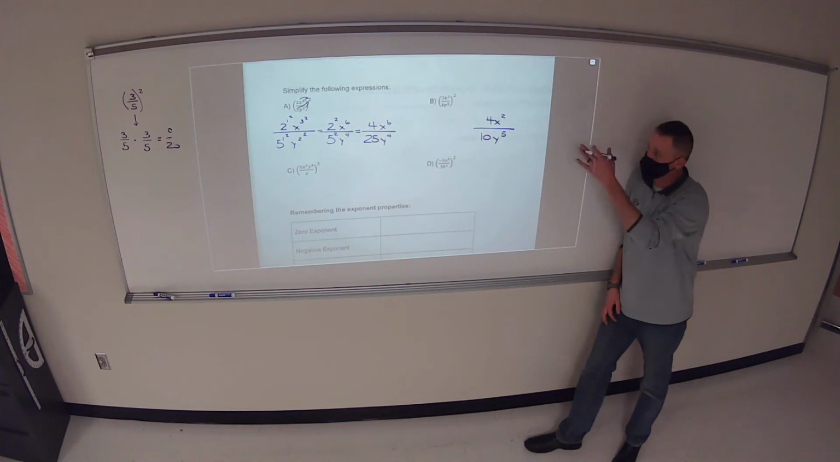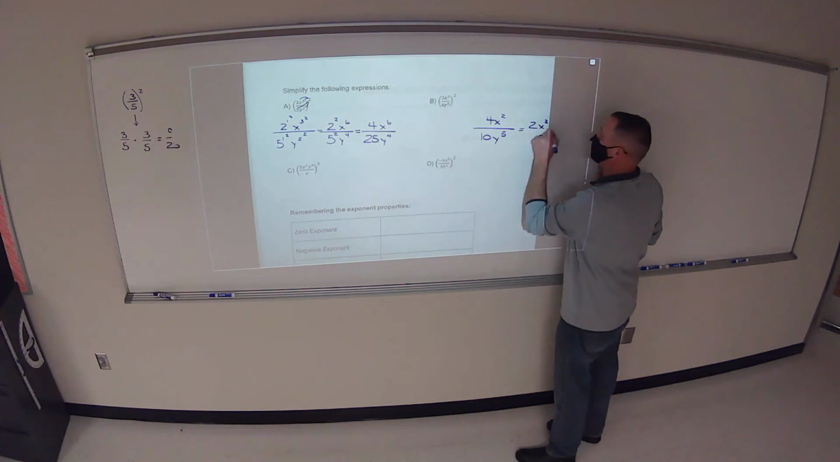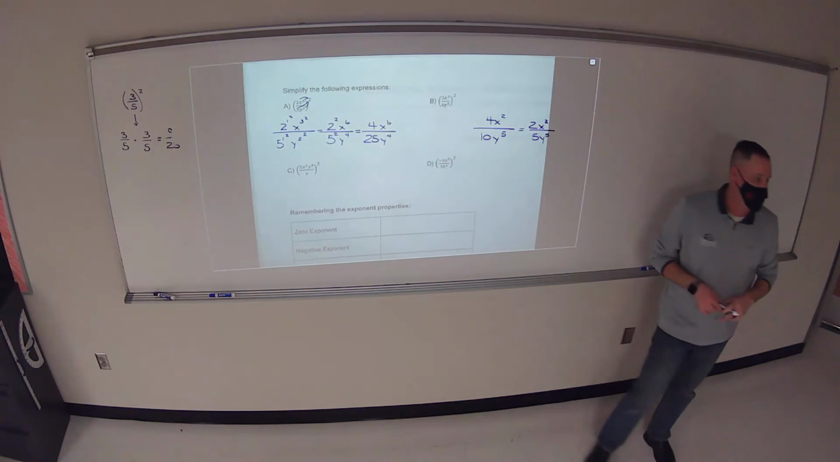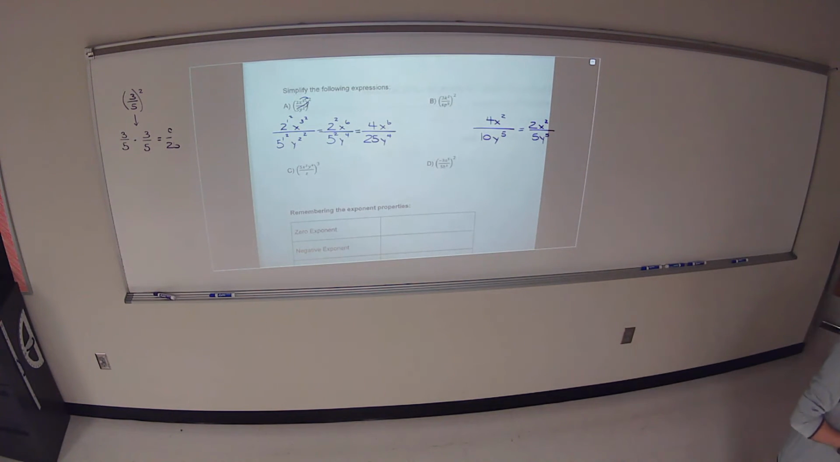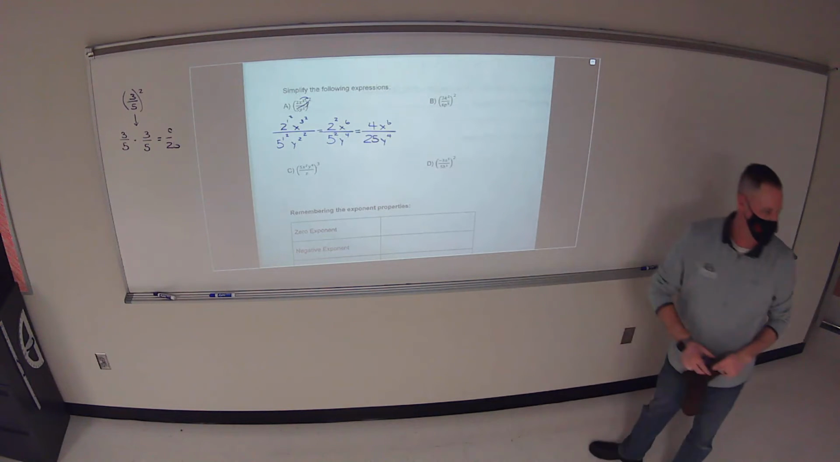What would I expect you to do with your 4 and 10? Divide them both by 2 and make this a 2x squared on the top and a 5y to the 5th on the bottom. You need to make sure, like, some people will be like, well, you didn't tell us that. Well, I shouldn't have to tell you in Algebra 1 that you need to reduce fractions, right? That's kind of been a standing thing that we've been talking about for 18 months. All answers should be reduced.